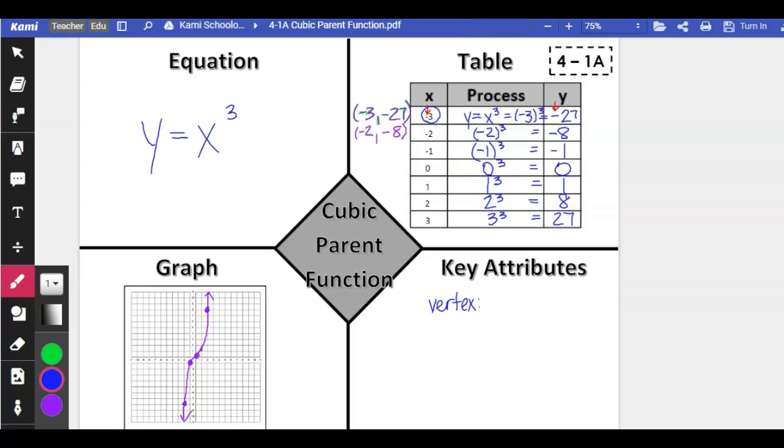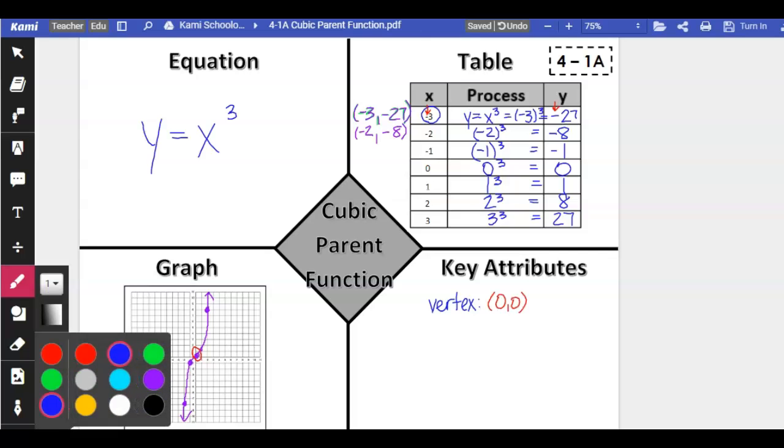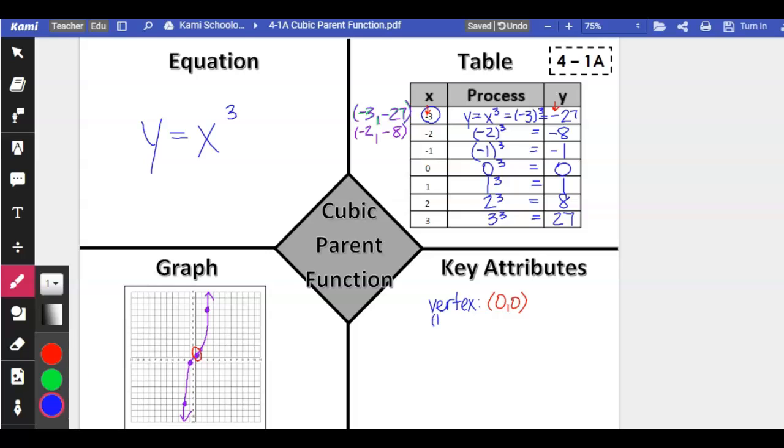Now the vertex typically refers to the turning point. And in our graph here, our turning point is actually kind of an inflection point. It's where my graph stops curving up and starts curving under. So it changes concavity. Instead of concave this way, it changes concavity this way. So my vertex is 0, 0. And you might want to relabel this the turning point.